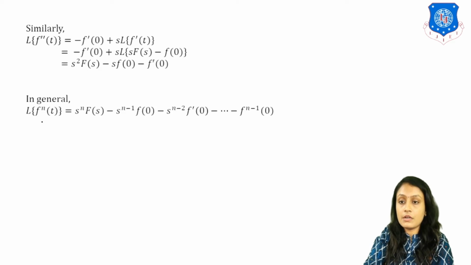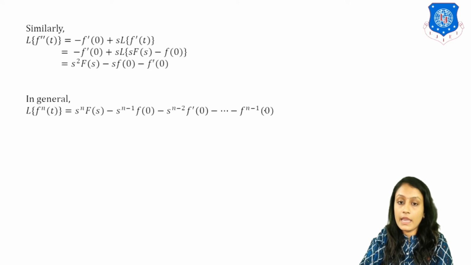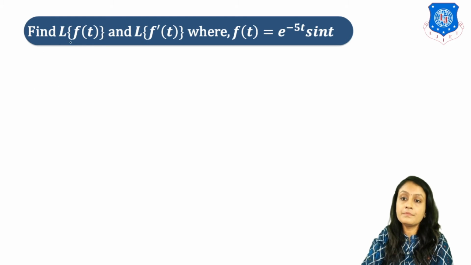So in general we can write that Laplace transform of f raised to n of t is equal to s raised to n F(s) minus s raised to n minus 1 f(0) minus s raised to n minus 2 f dash 0, up to f raised to n minus 1 at 0. We will use this formula to solve this type of example.